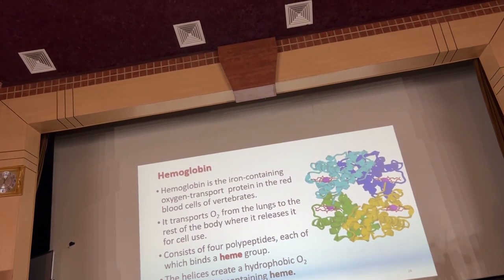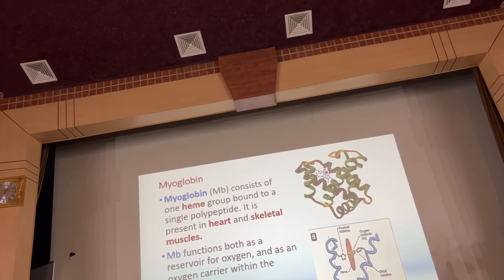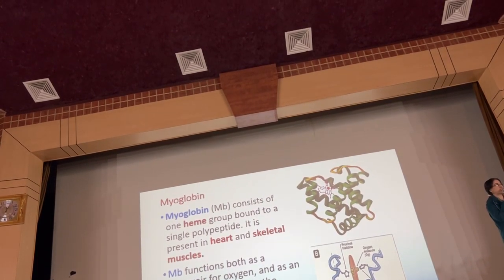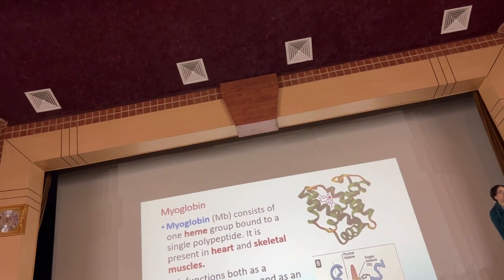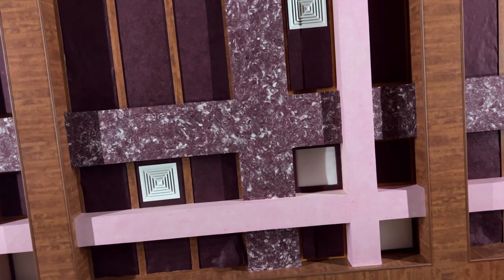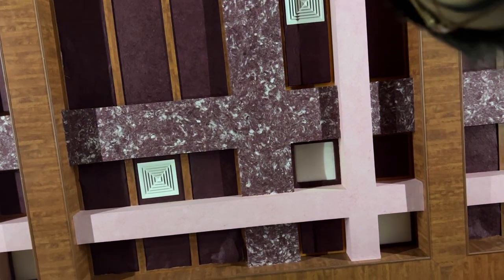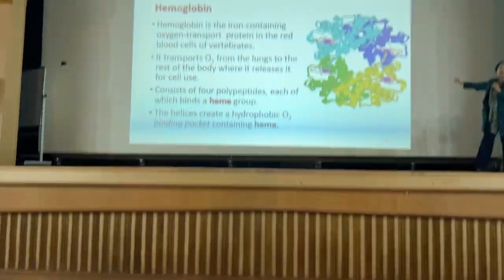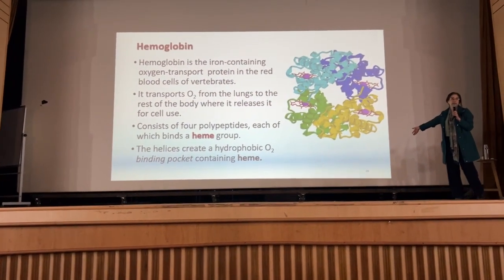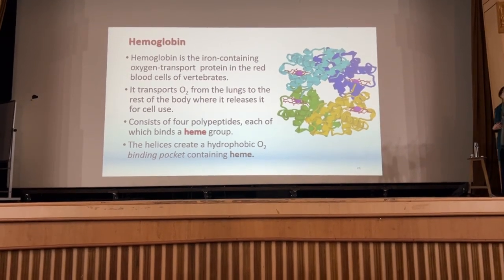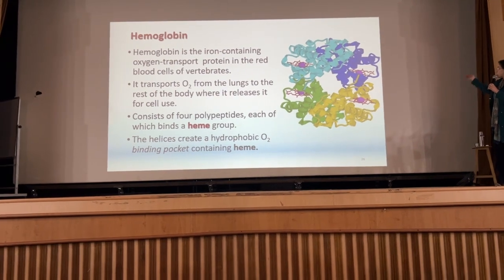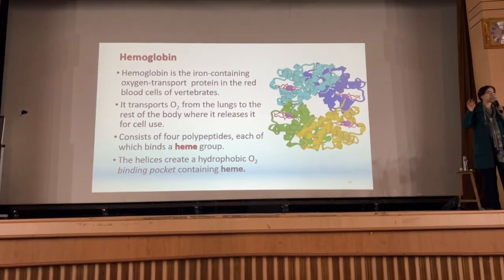Hemoglobin. So this is myoglobin. Myoglobin has primary, secondary, and tertiary structure. It doesn't have a quaternary structure. But hemoglobin has all 4 levels of structure. So here, this is also the true three-dimensional structure of hemoglobin. It is represented here in different colors. Why? Because it's showing the 4 subunits.